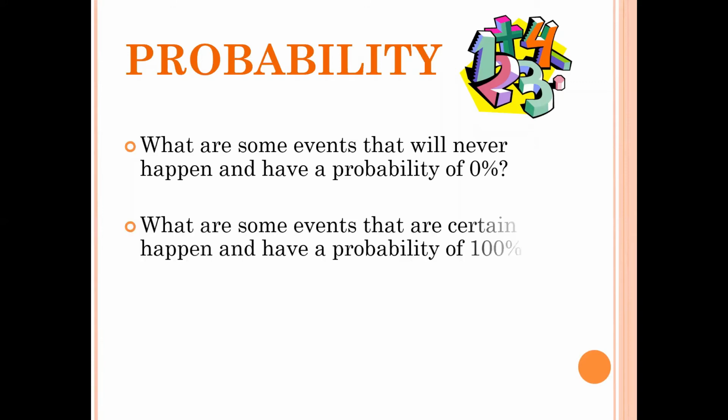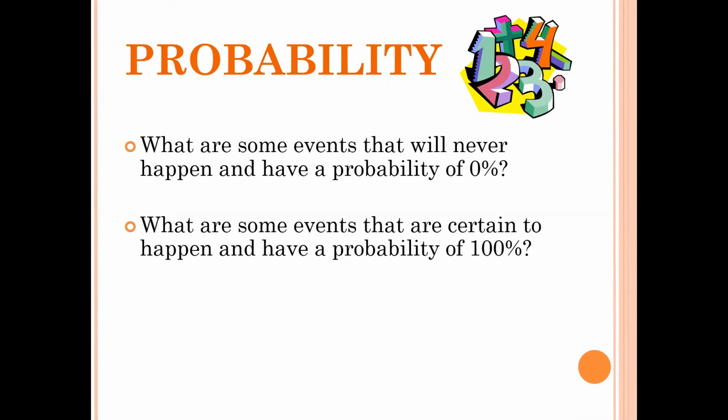Now, what are some events that are certain to happen and have a probability of 100%? An event that is certain to happen, with a probability of 100%, is the fact that there are 24 hours in a day. Once the day gets over, we would have another day which has 24 hours.